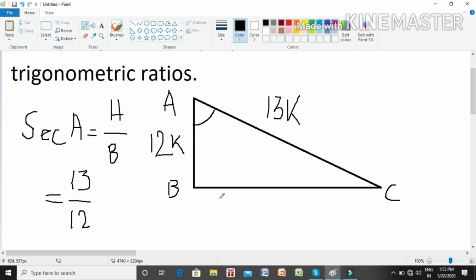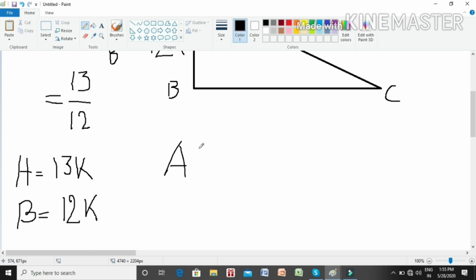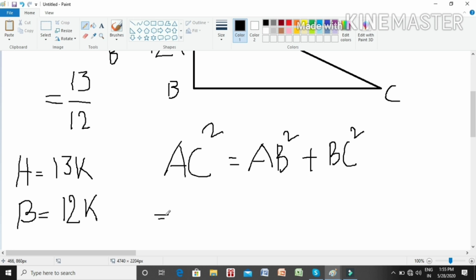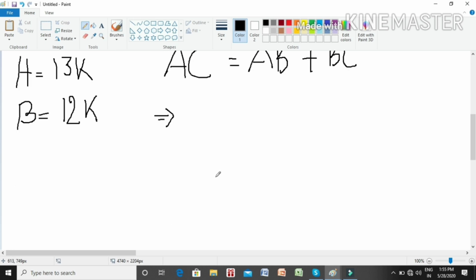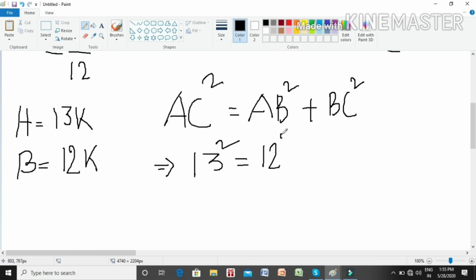So we have to find out the side BC, and now we are going to apply Pythagoras theorem. According to Pythagoras theorem, hypotenuse square, which is AC square, will be equal to AB square plus BC square. AC square, which is 13 square, is equal to AB square, which is 12 square, plus BC square, which is unknown to us.